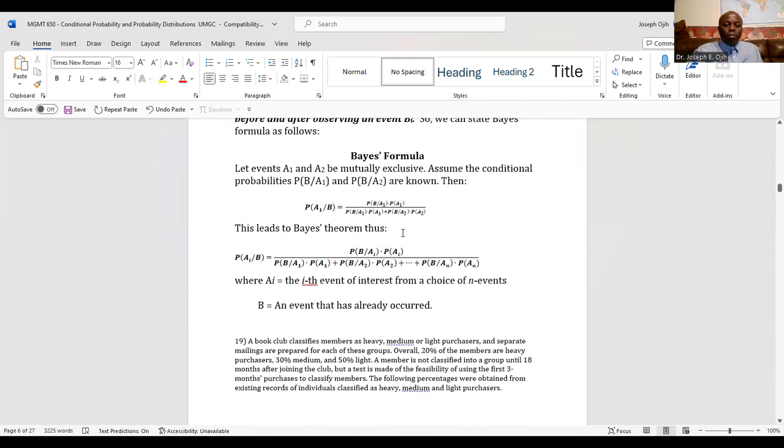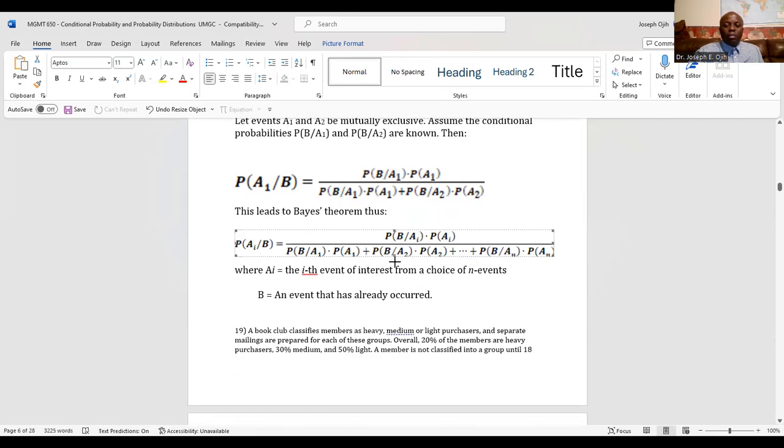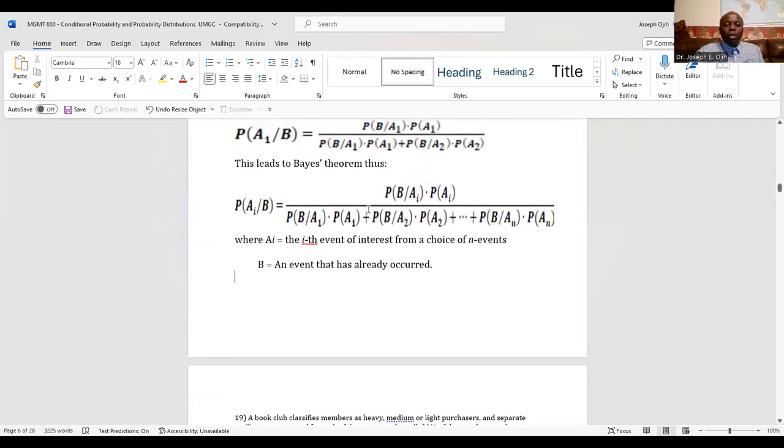And the formula, don't mind the formula, it might look like a monster, right? But when you start using it, you see that it's actually not that bad. Once you get the concept and start using it, this is how the formula looks. So I'm going to break it down for you. The probability of event Ai given B equals the probability of B given Ai times the probability of Ai, divided by the sum of the same thing for A1, A2, A3, and continue until you get to the last of the n events. The A part represents the event of interest from a choice of n events. The B part is an event that has already occurred.